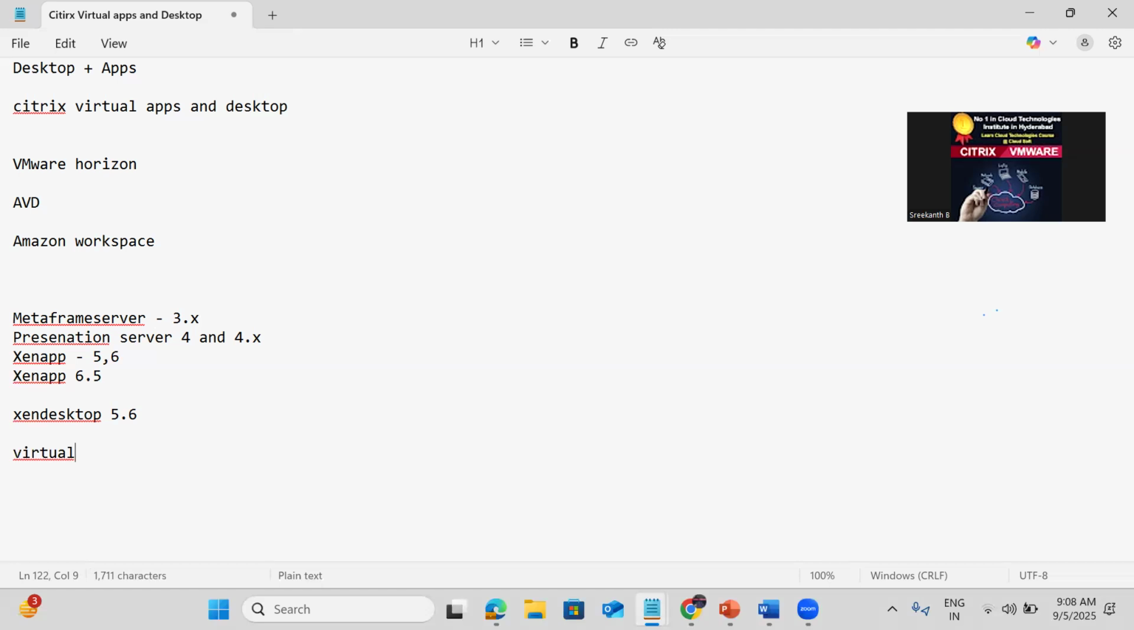Virtual Apps and Desktops. When this happened is with the 7.x they released. XenApp 7 did not come into the market; they called it Virtual Apps and Desktops. Or maybe initially they called it Citrix XenApp and XenDesktop, later they called it Virtual Apps and Desktops. So what is the major change that happened is, both XenApp and XenDesktop have been unified into a single solution.